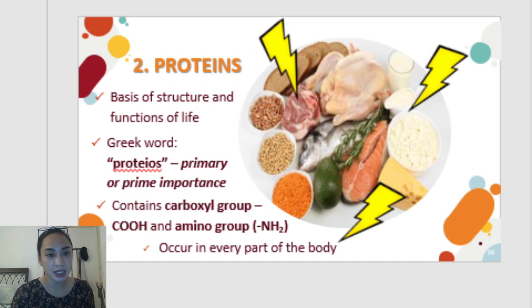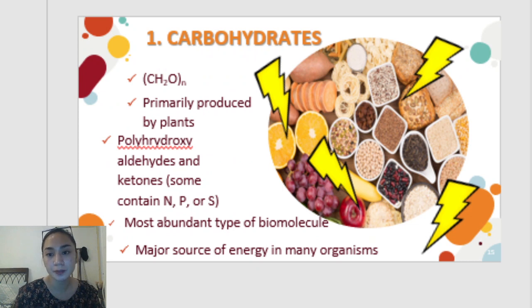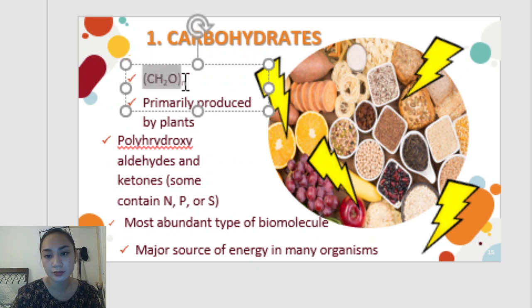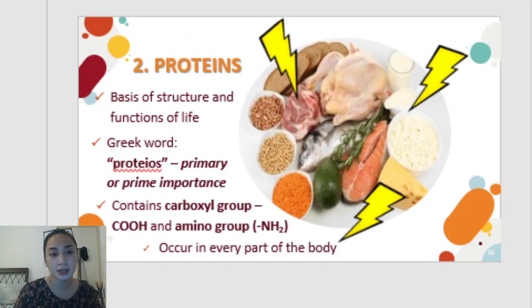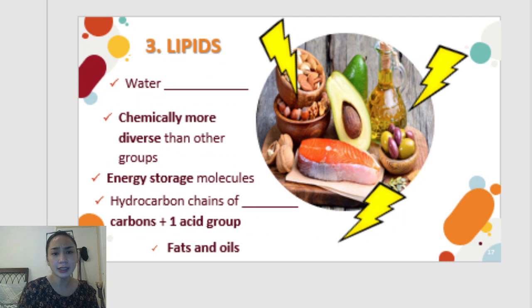And the next we have proteins. It is the basis of structure and functions of life. It comes from the Greek word proteos, ibig sabihin prime importance or primary. It also contains carboxyl group, which is COOH, and meron siyang NH2 na kasama, no? So dito kanina si carbohydrates CHO. Sa protein, meron tayong carbon, oxygen, and then hydrogen, and merong nitrogen, CHON. And then we also have the third one.